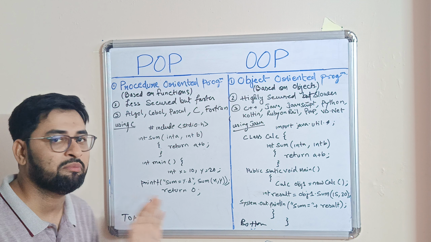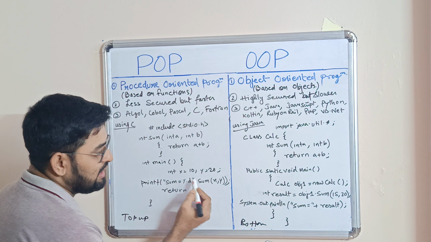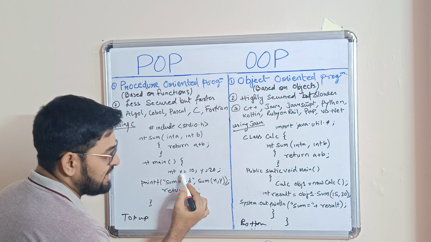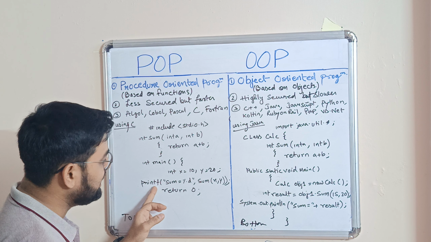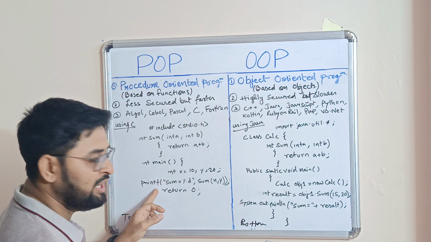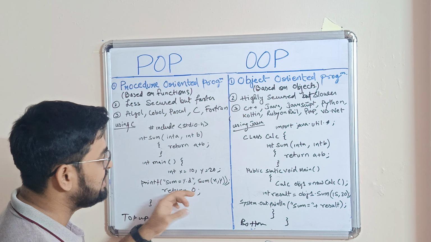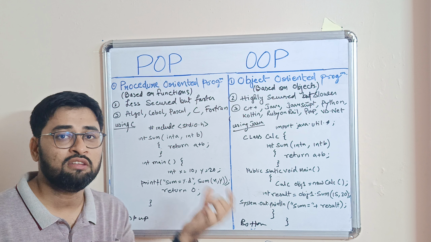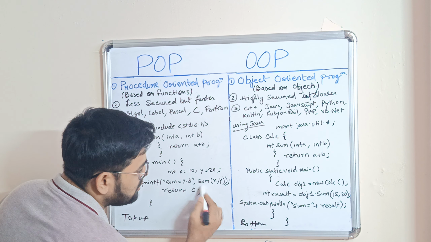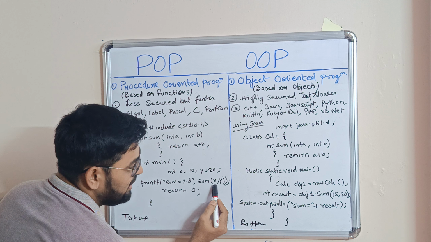Okay, so int x equals 10. I have initialized the value 10 in x, a new variable. y equals 20. Now you can see printf. Inside main we can write printf sum equals percent d. This is the way to print the message along with the function. We are calling the function sum(x, y).